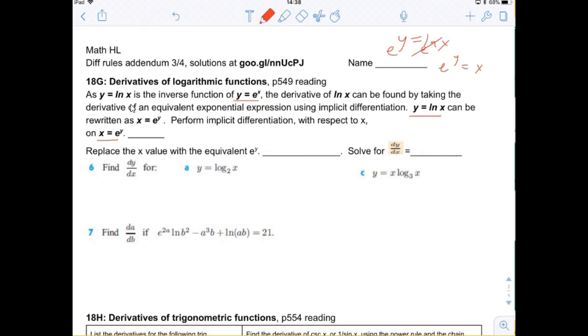We can do implicit differentiation on this expression, and we can eventually find the derivative of the natural log function. Let's take the derivative of both sides here. The derivative of x with respect to x is 1. The derivative of e to the y is e to the y dy dx. Now, what is dy dx? What is the derivative of natural log of x? Well, it's equal to 1 over e to the y.